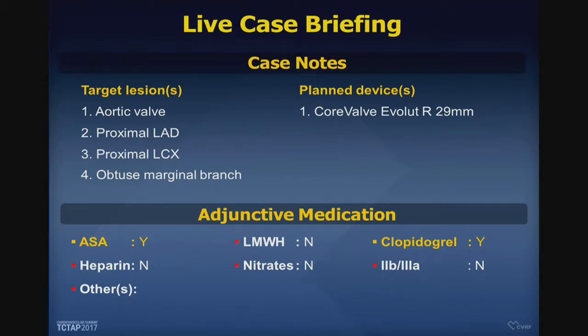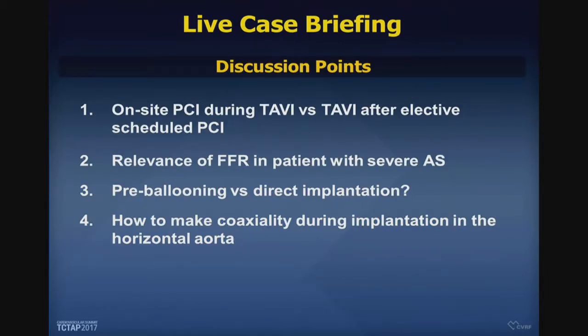29 millimeters. Next. This is our discussion point. First, which strategy is better: on-site PCI during TAVI versus TAVI after elective scheduled PCI. Second is the relevance of FFR in patients with severe AS. So this is the main discussion point. These patients have very severe calcification of the three cusps. In this case, with Evolut, which strategy is better, pre-ballooning versus direct stent implantation? Finally, how to make coaxiality during implantation in a horizontal aorta?